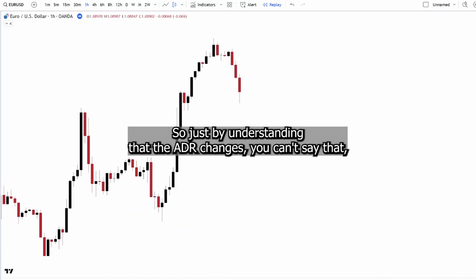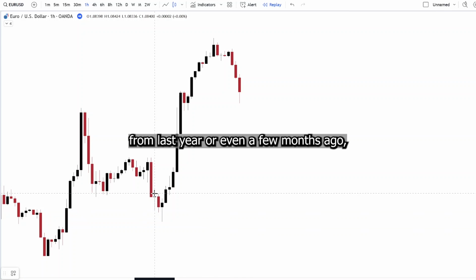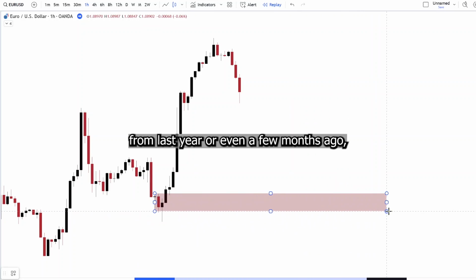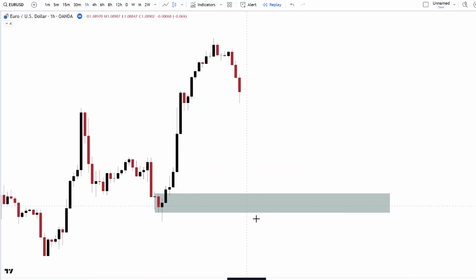So just by understanding that the ADR changes, you can't say that, okay, this is Euro USD and your strategy from last year or even a few months ago, you were trading your 1 hour order block in the discount zone. So let's say this is your 1 hour order block discount zone. You can't really trade this way just for the simple fact that it worked previously. Why? Because the average daily range changes. Price at a certain point, let's say, moved 90 points per day, and now price moves 105 or 110 points per day. So the more price moves per day, the higher the time frame you are going to operate in.